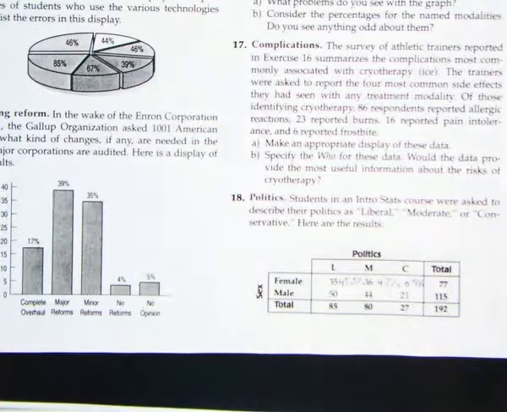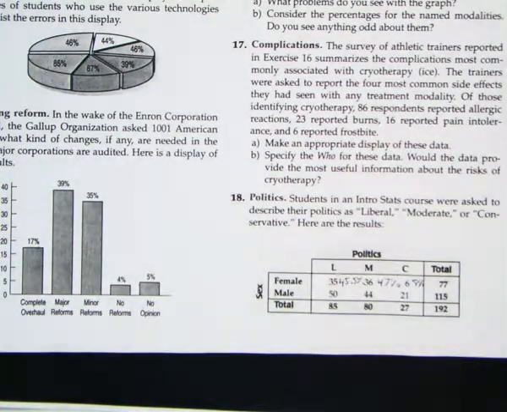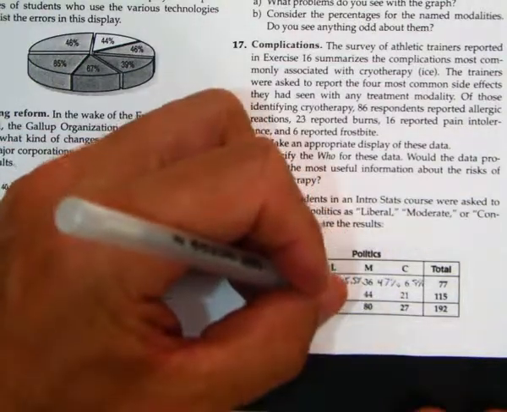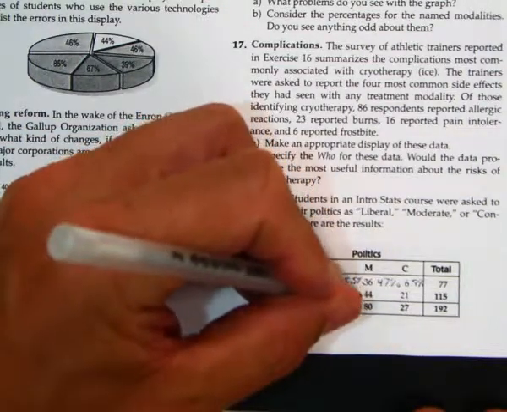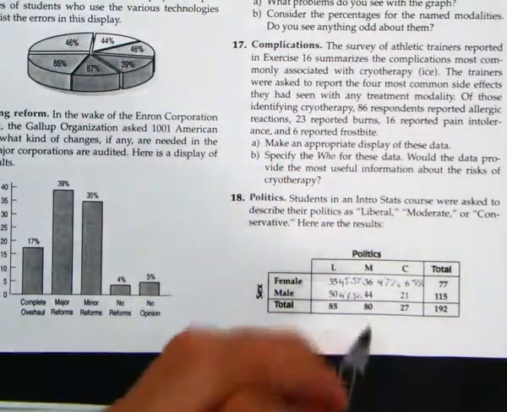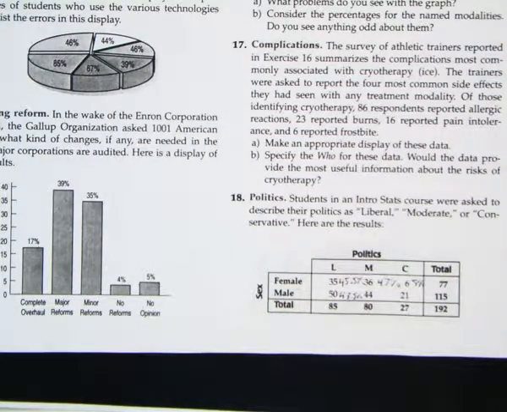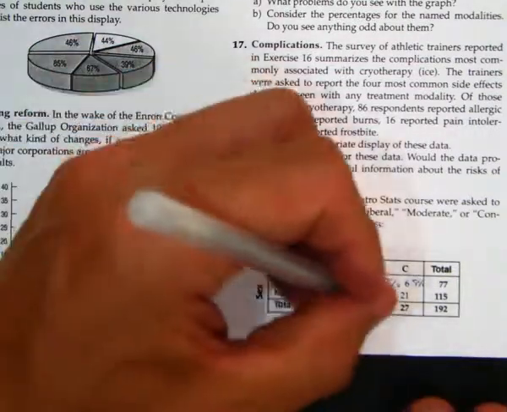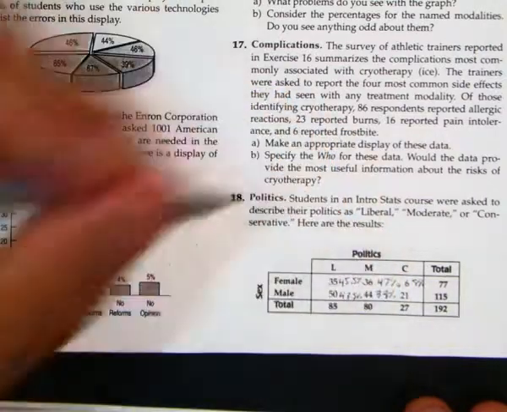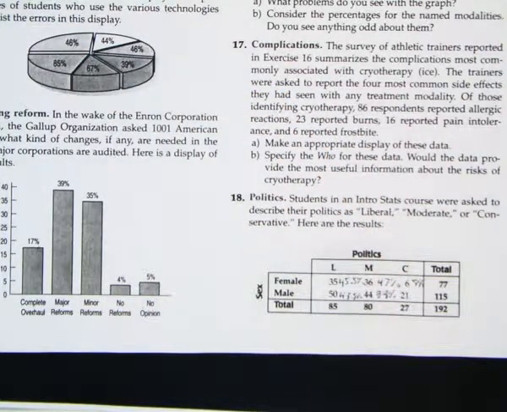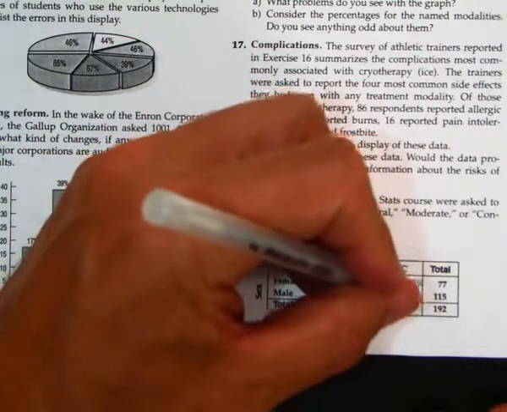And for males, I got 50 liberals out of 115, so that comes out to about 43.5%. And then for moderates, it's 44 out of 115, and that comes out to about 38%. And then for conservatives, 21 out of 115, and that's about 18%.